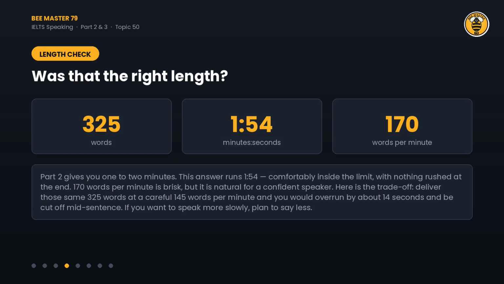Now, the length. The answer is brisk, but it is natural for a confident speaker, and it sits comfortably inside the 2-minute limit. And here is the trade-off worth remembering. If you delivered those same words at a careful 145 words a minute, you would overrun, and the examiner would cut you off mid-sentence. So if you want to speak more slowly, plan to say less.